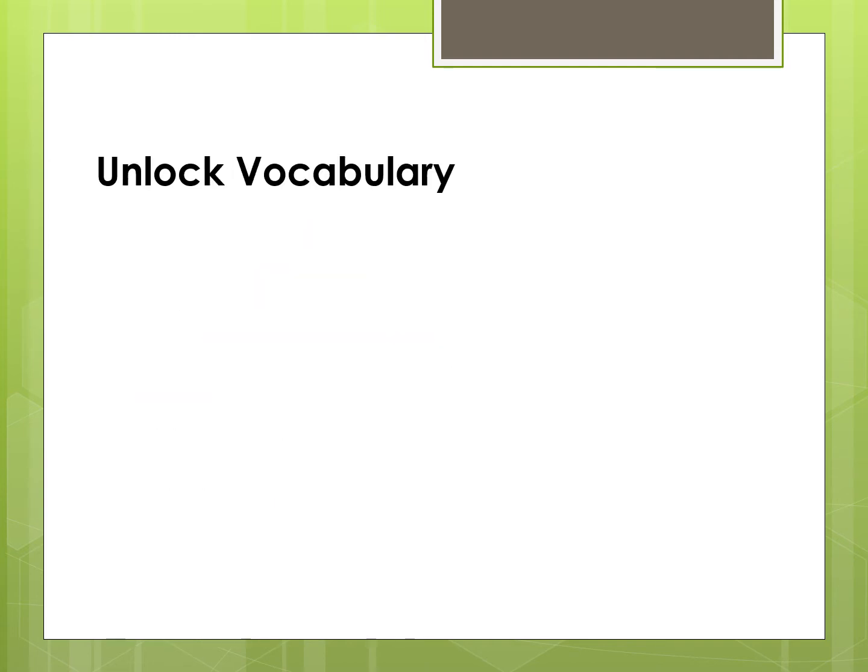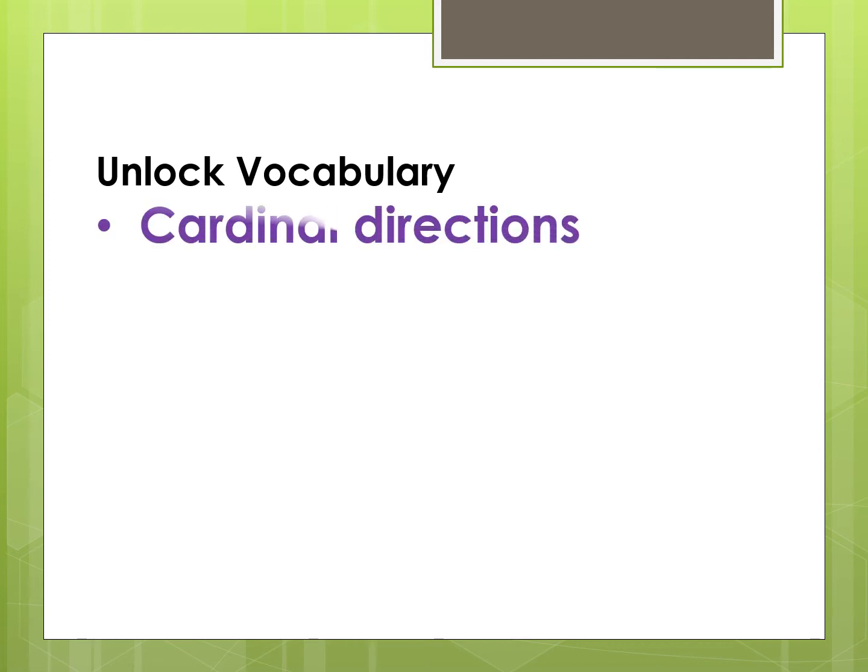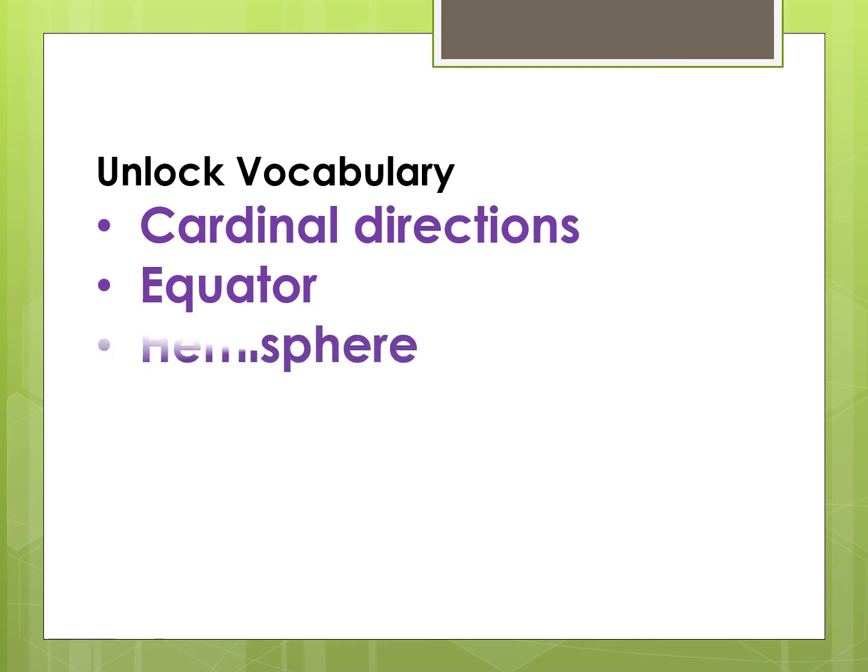Let's unlock the vocabulary words. I want you to repeat each word after me. The first one is cardinal directions. Can you repeat after me? Cardinal directions. Very good. The next one is equator. Equator. Followed by hemisphere. Can you say it loud? Hemisphere. And the last one is pole. Pole. So we will try and learn what each of these words mean.